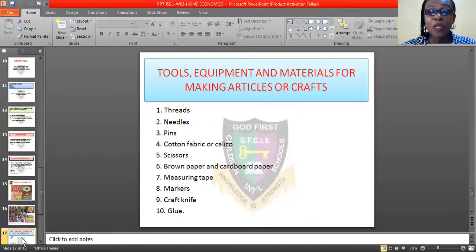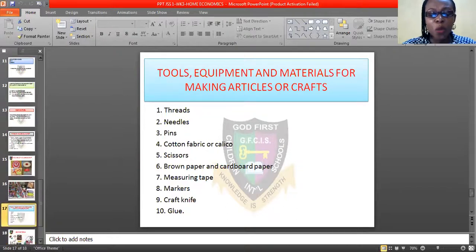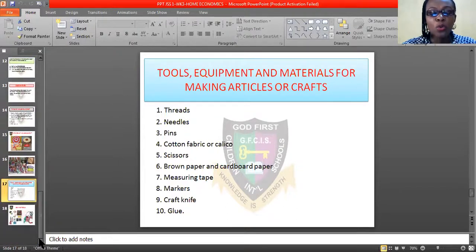Now let's look at the tools, equipment and materials for making household crafts. We talk of thread, needle, pin, cotton fabric, or you can use calico. Any fabric around you that you think can suit what you want to do, you are free to use it. Your scissors are very important, your measuring tape, your brown paper if you need it, your marker, your craft knife, your glue, and so on and so forth. All these, depending on what you want to do, you go for it.